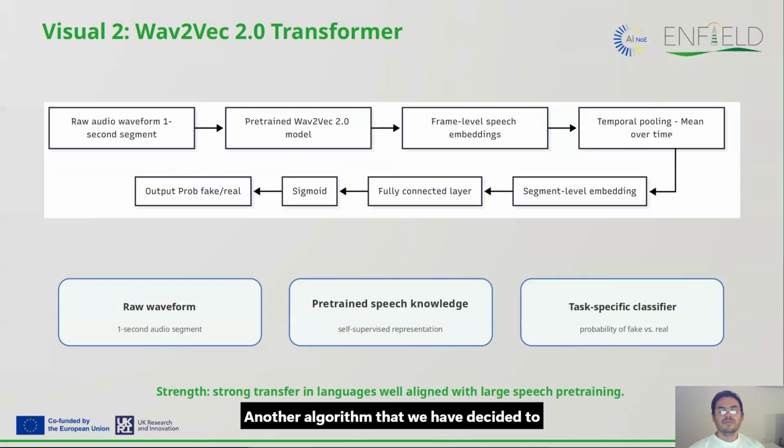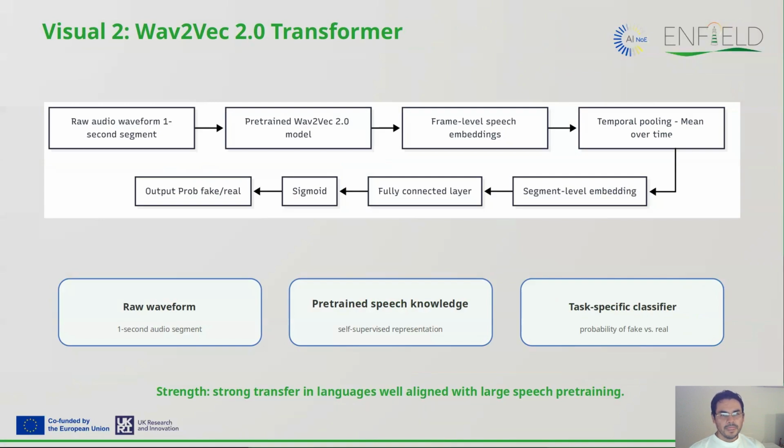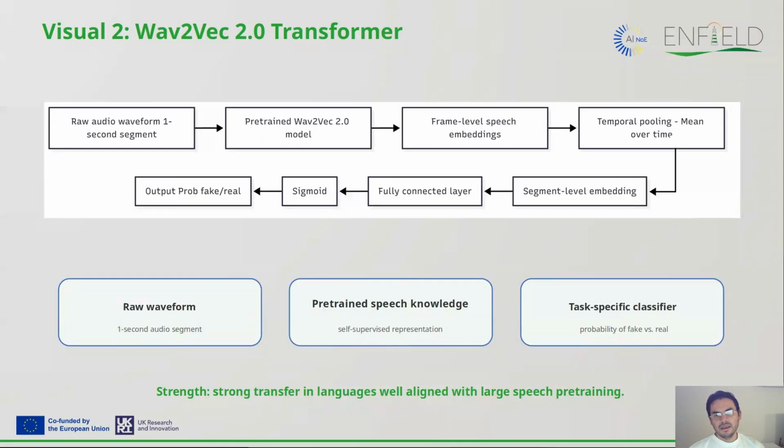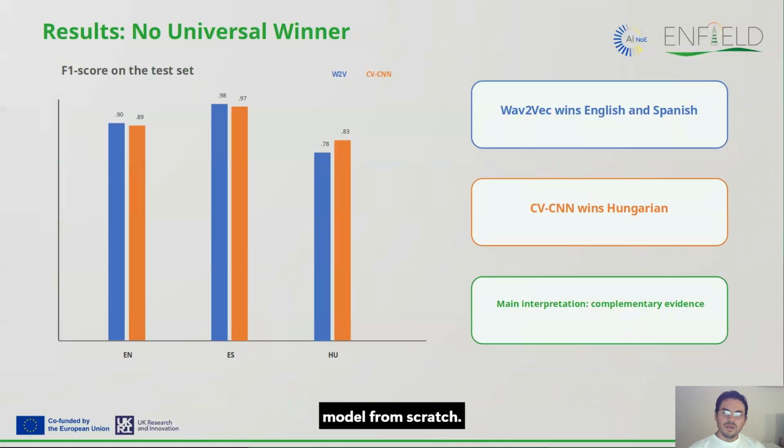The other algorithm that we decided to use was a transformer. We used a Wav2Vec model, a pre-trained model, because the amount of data that we had collected in an early stage was not enough to train a model from scratch.